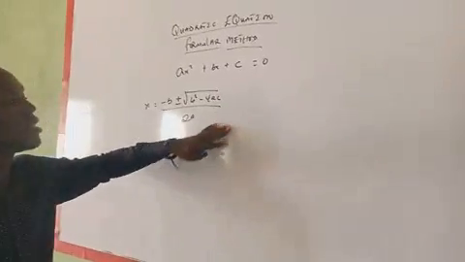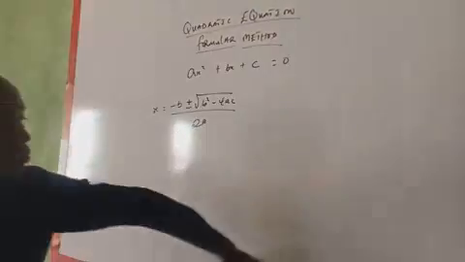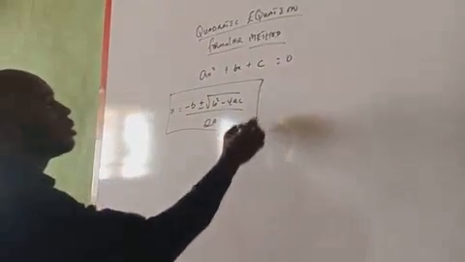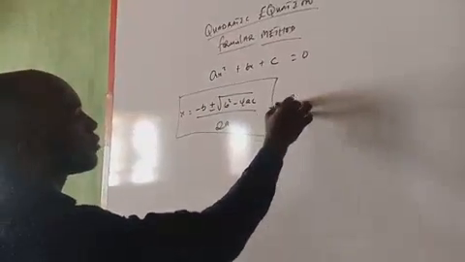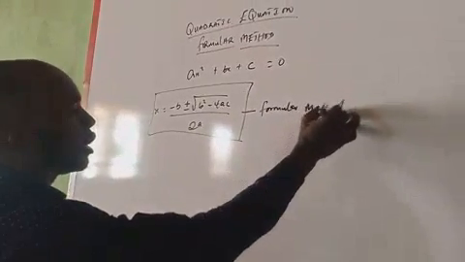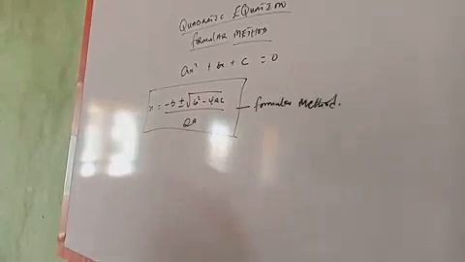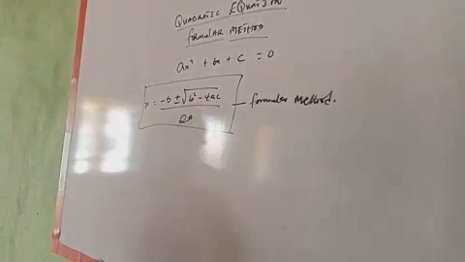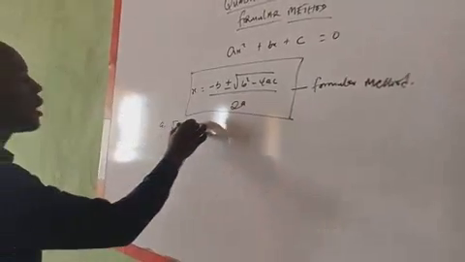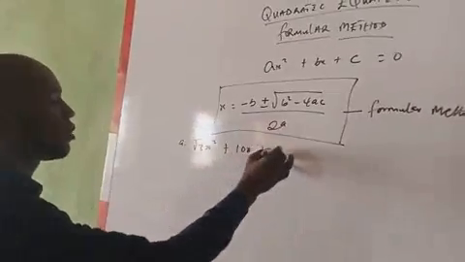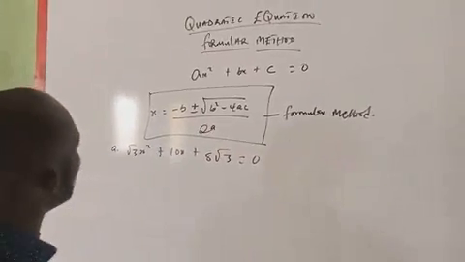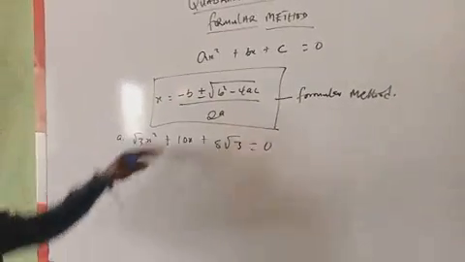So let's apply this to get the view of what we're doing. This is the formula method of solving quadratic equations. Without wasting much time, let's solve just 3 questions. I'm writing the questions down. Let's say A, you're having root 3 x squared plus 10x plus 8 root 3 equals 0. So let's solve this question using the formula method.